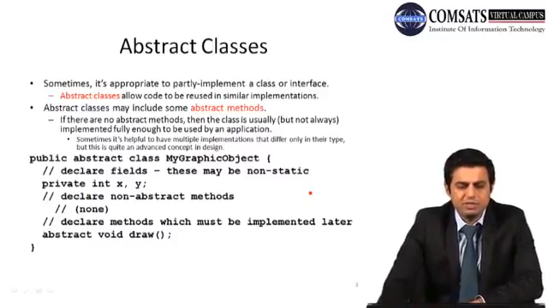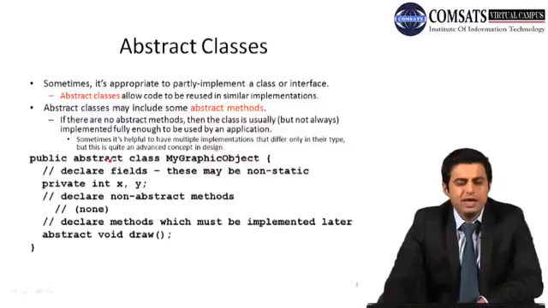Okay, now this is an example. This is an abstract class. How we are declaring it is that we have written the keyword public here, which shows that its access type is public, so any other class can access it, and it is an abstract class, and its name is myGraphicObject. And now you declare its fields. These may be non-static, it's up to you, like private integers x and y. And then you can declare non-abstract methods as well. And then you can declare the methods which must be implemented later, which are abstract methods.